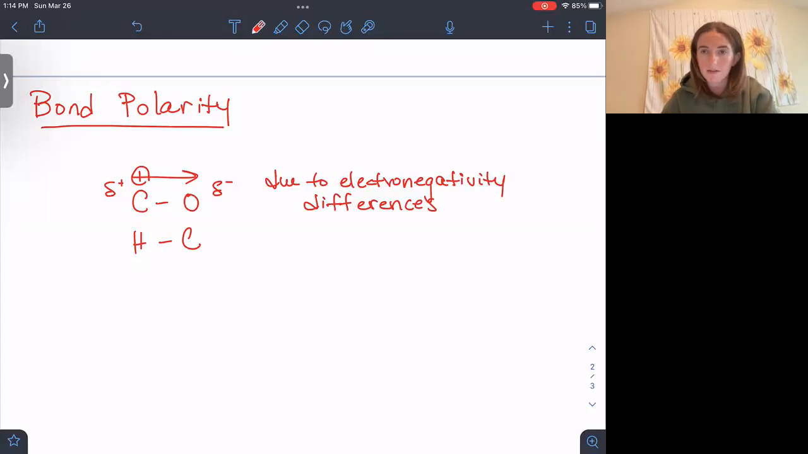The only time something else can be nonpolar is if the element is bonded to itself. So if chlorine is bonded to chlorine, then that would make it nonpolar as well, because there's no difference in electronegativity because it's the same element. Okay, so both of these are nonpolar.